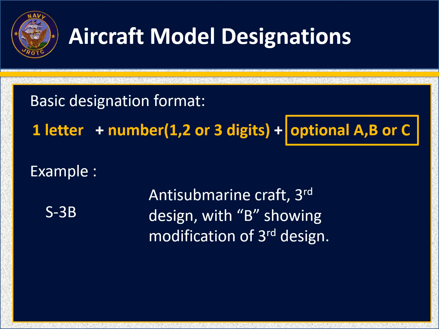All right, let's take this one step forward. S-3B. S tells me it's going to be a submarine search aircraft. The 3 tells me it's the third design of this type of submarine search aircraft. B shows that there's a modification to the third design. So it's still the anti-submarine aircraft, third design, with a modification to the third design.